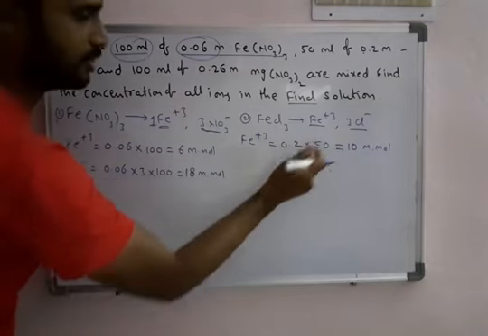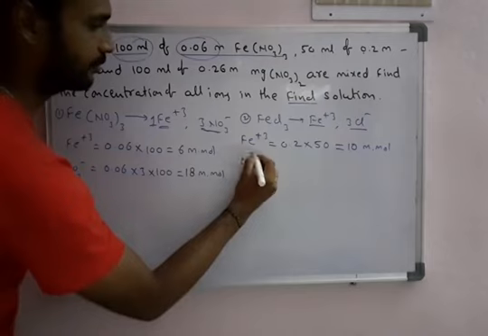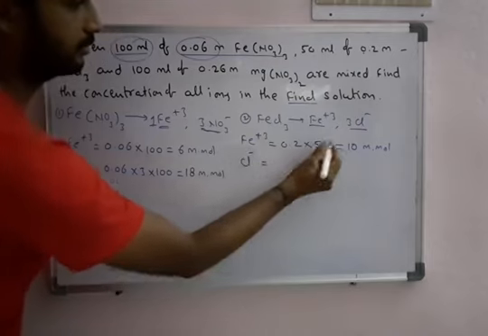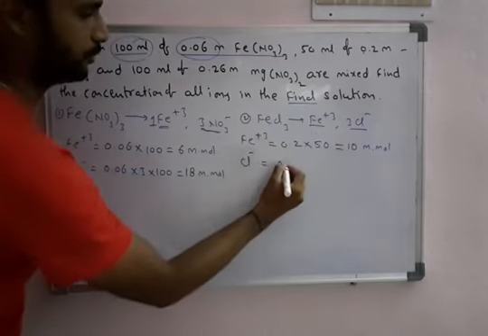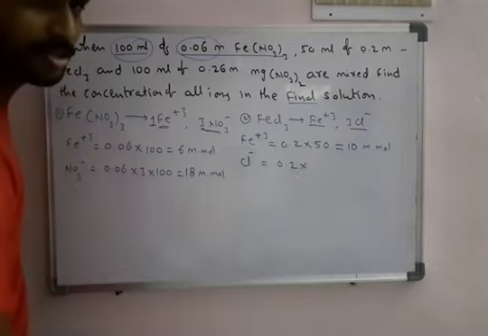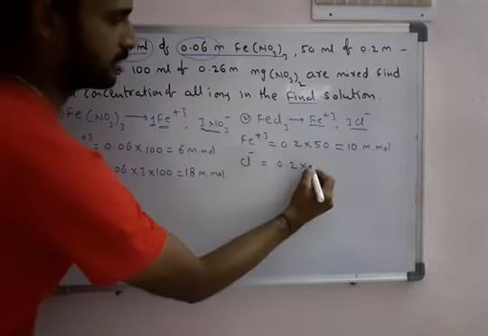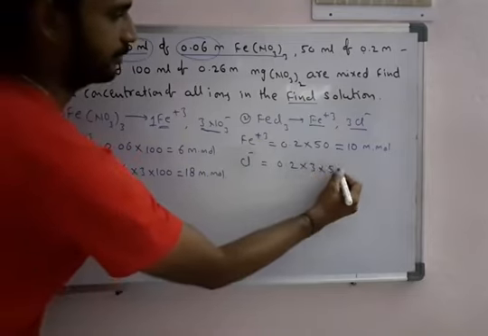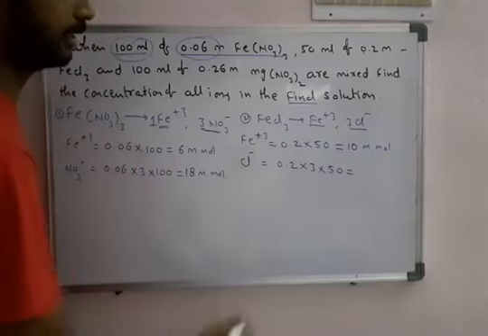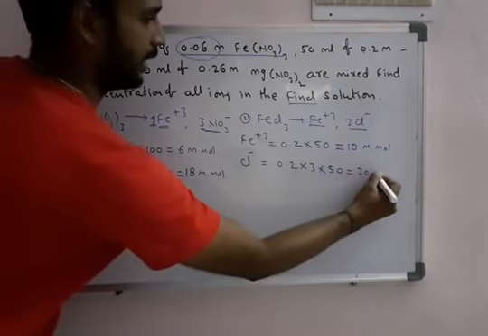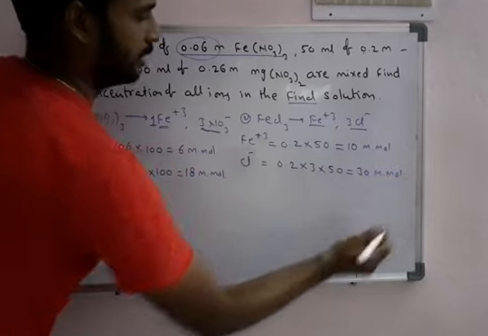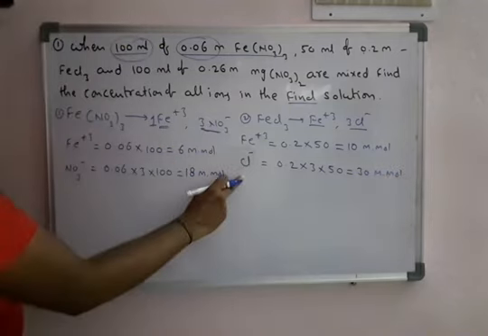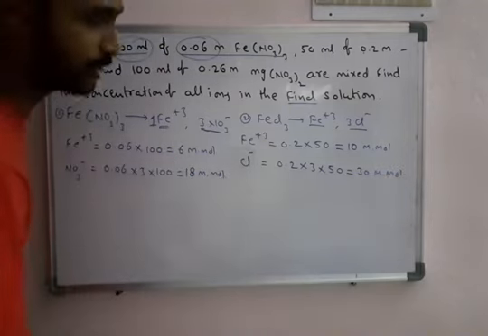Next, in the second solution, the chloride ions: same 0.2, but how many such ions are there? 3 moles. So that is equal to 30 millimoles. 30 millimoles of chloride ions are present in the second solution.